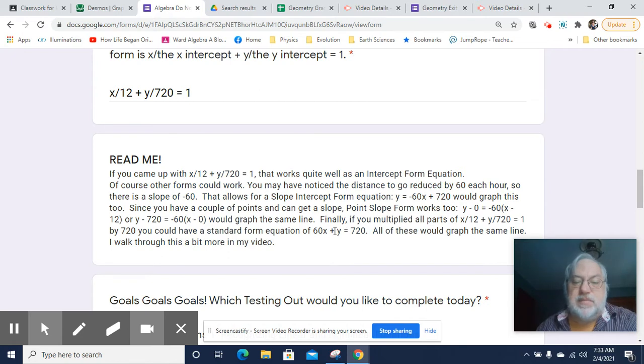The 1 becomes 720. The y over 720 times 720 just becomes y because the 720s cancel out. 720 times x over 12 cancels the 12 out of the 720 and leaves a 60 as the coefficient of x. So this becomes 60x plus y, that's a 1y, equals 720. And all of these would graph the same thing.